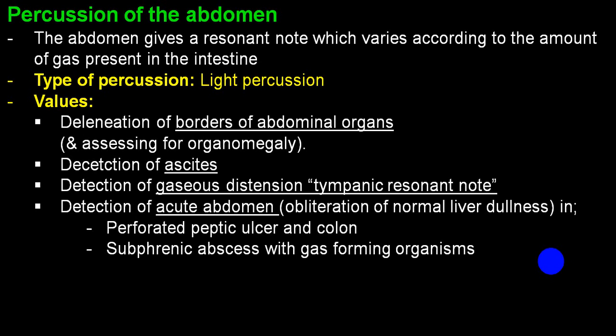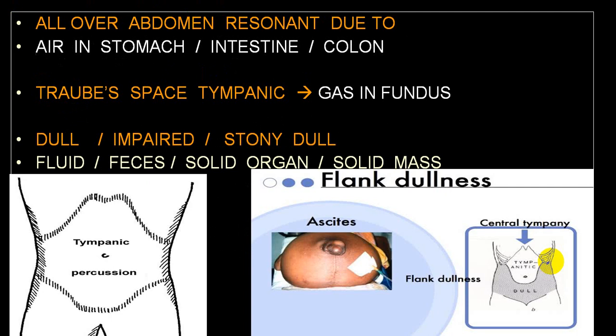Also, you can have free air in the abdomen during a Rubin test, post-surgically, and even with a gas-forming organism infection. Now, what are the normal percussion findings? All over the abdomen, you will get a resonant note because of the presence of air. You will have a resonant note, or sometimes even a tympanic note in the fundus part of the stomach. That area we call Traube's space.